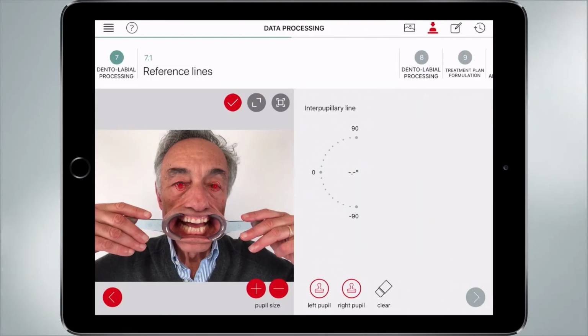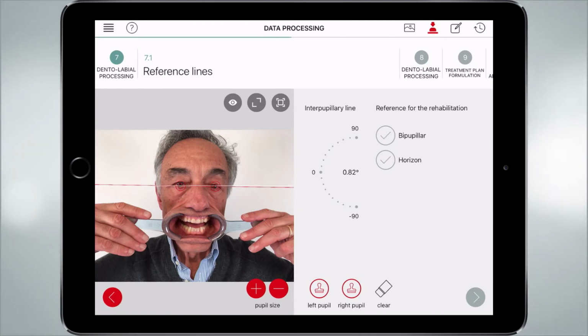And we can check now the difference between the horizon and the interpupillary line. So we will have the chance to see it is less than 1 degree difference. So we can relate this kind of final rehabilitation to the horizon, or if you want, to the bipupillar line. We have checked that the occlusal plane and the eyes are quite parallel to each other. So we try to follow the bipupillar line.